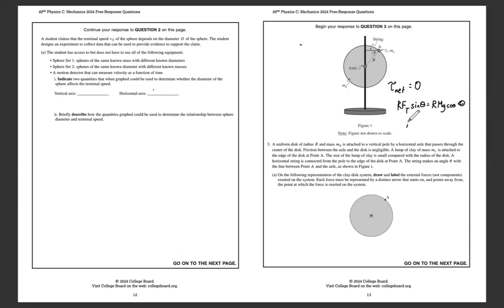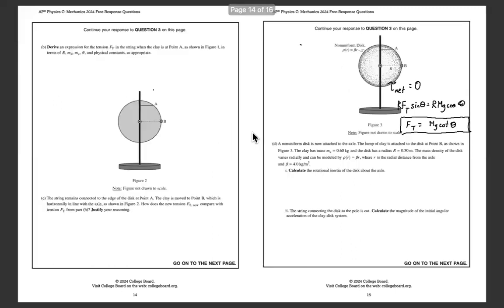And so therefore what you're going to get is Ft is going to equal mg cotangent of theta. There you go. So that's the first part of the next page then, is you just set the torques equal to each other on the clay and solve for tension, mg cotangent of theta. All right, let's go over to part C then.